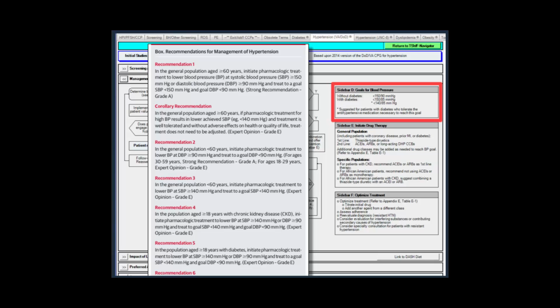Finally, we see a difference in goals for diabetics between the two guidelines. As we can see on the chart, for the DoD VA, we recommend a blood pressure of 150/85 with a lower systolic goal for patients that tolerate it. This varies from the JNC8 recommendation, which once again is expert opinion.